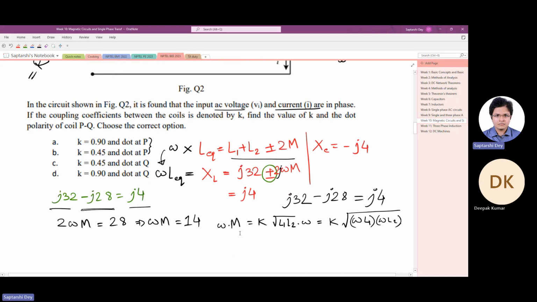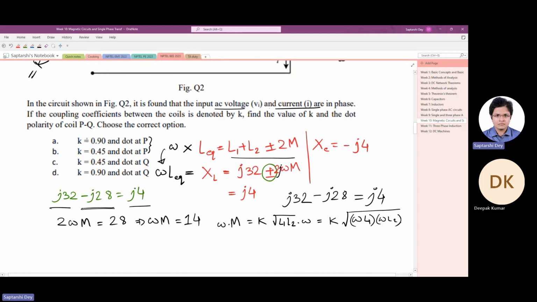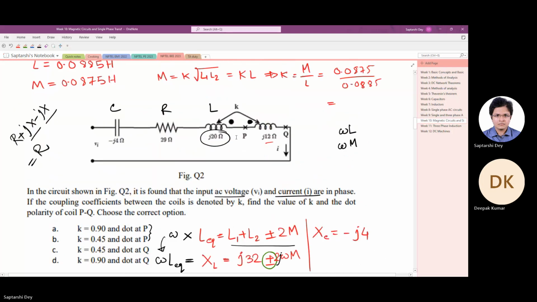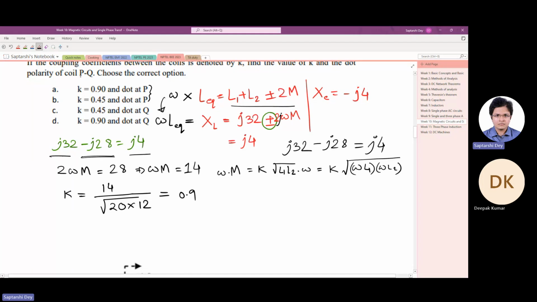So we need not know the operating frequency to find out the coupling coefficient. Coupling coefficient we can directly say is k equals M, whatever we got, 14, by square root of 20 times 12. 14 is the reactance of the mutual inductance that we got, and 20 and 12 are the individual inductances. So this will give us the value of k, somewhere at 0.9. This will be the answer.